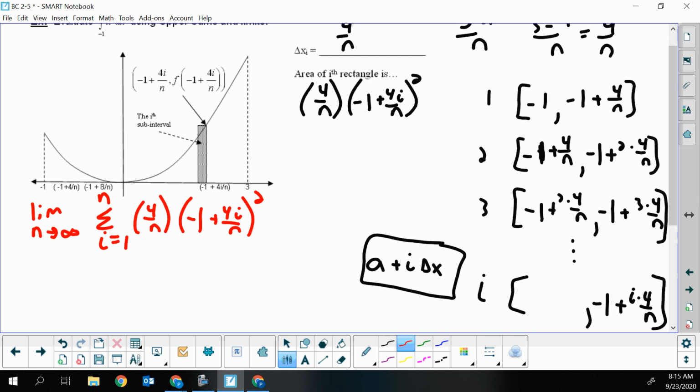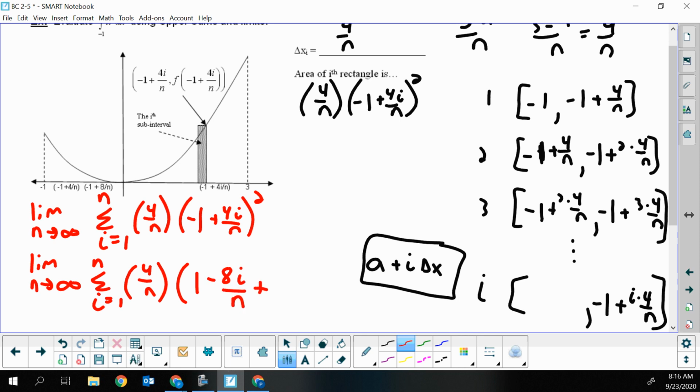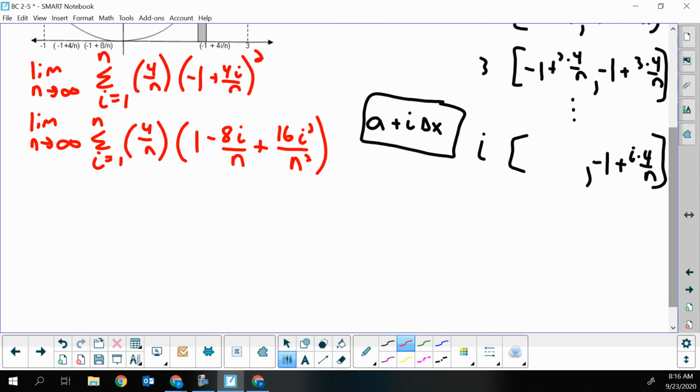So if we FOIL that out, we're going to get a positive 1. We're going to get negative 8i over n when adding our inside and outside terms. And when you do the 4i over n times 4i over n, you're going to have 16i squared over n squared. And it's important to notice these i's are not representing the imaginary quantity coming from like a square root of negative 1.